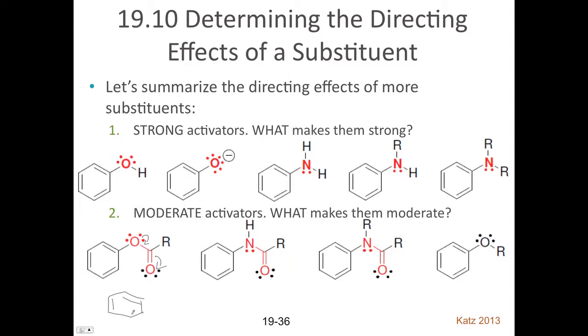So isn't that great? Don't you want more resonance? Doesn't more resonance mean more stable? It overall does, but that's not what we're talking about. I'm going to redraw this here, so I have to keep on going.